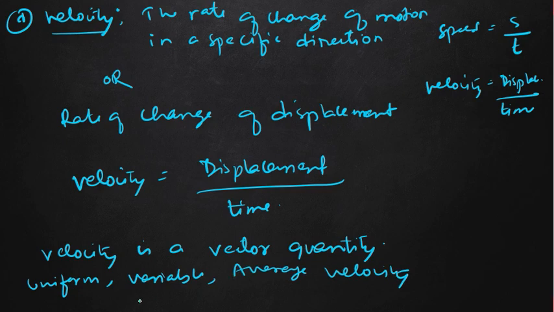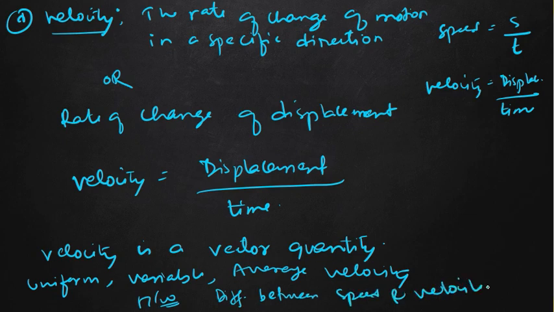And one thing, homework: you can write the difference between speed and velocity in a table. You can find it on page number 38. Up to this, you do it. In the next video, we will continue with our acceleration part. After that, we will see some derivation of the formulas and some graphs.